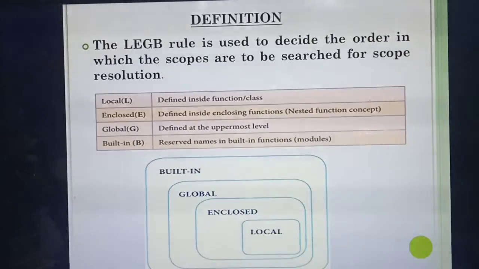Next, in the 5-mark question, you are going to study in very detail. So what are they? Local, enclosed, global and built-in. What do you mean by local? Defined inside. Enclosed means nested. That is important. One inside another, enclosing function. Global means always it will represent which level? Higher level or uppermost level. Built-in means reserved or built-in. Already it is a built function, and based on your wish you are using it.